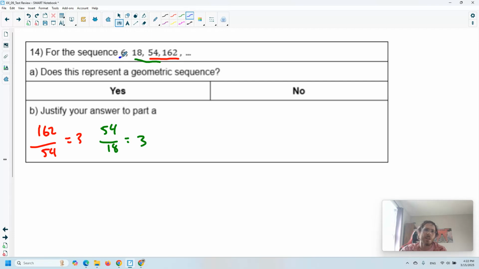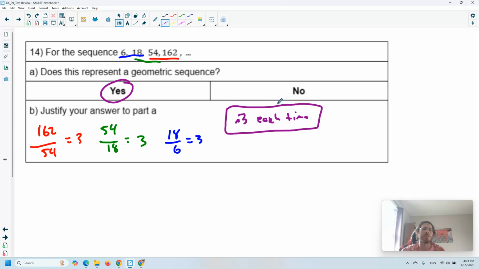All right, then I got to check the last set. So that's 18 divided by 6 is 3. So I think we're good. Yes, it is. This would be enough work to show the answer. If you didn't want to do any of this work, though, you can just say, well, we're doing times 3 every time. Because if you can see that we're doing the same multiplication or division every time, it's automatically a geometric sequence. So again, either do all of the calculations or give your justification with some reasoning.